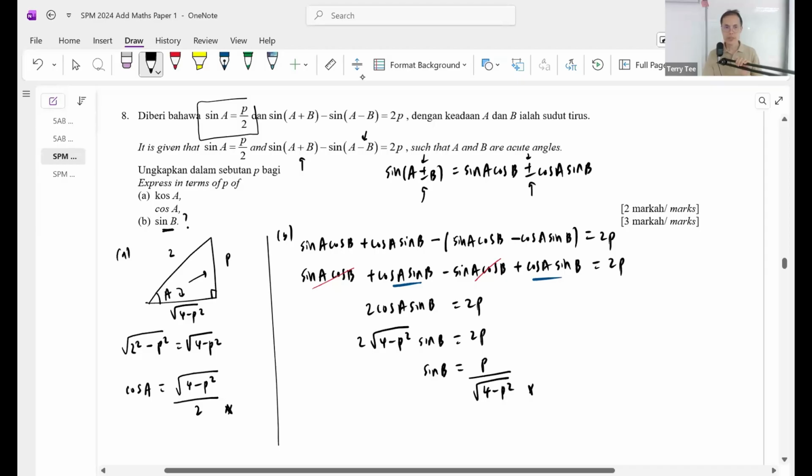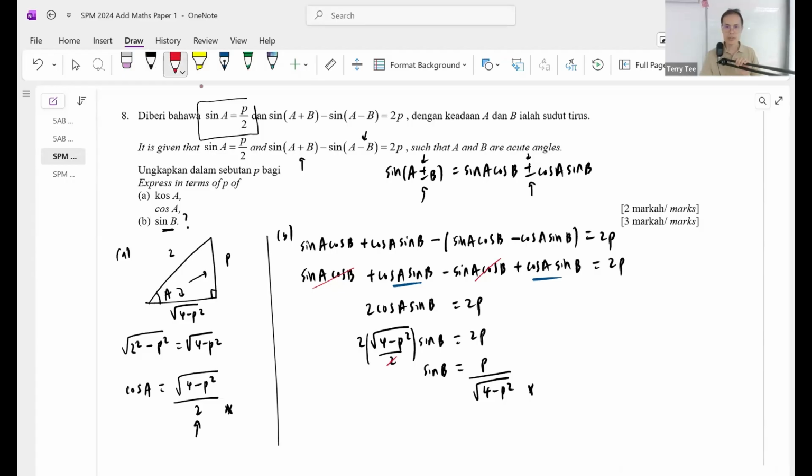Okay, sorry, for the cos A here, I forgot to divide by 2. There's a 2 in the cos A here. See that? Your cos A from the first part has a 2 over 2 here that I missed out. So as you cancel them, you can cancel these two. Just divide by the square root of 4 minus p squared. There is still a 2 in front here. So your sine B is 2p over the square root of 4 minus p squared.